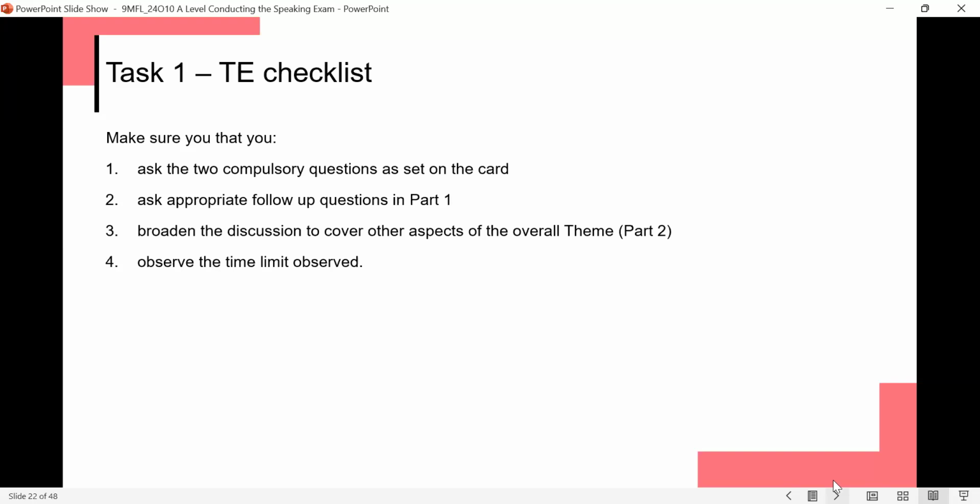And again, just make sure that you're observing that time limit very, very carefully. So 6 to 7 minutes. You mustn't go beyond 7 minutes. It starts with the first thing that the student says, and it must end at 7 minutes. But again, best advice is after about the 6-minute mark, you don't ask any more questions.